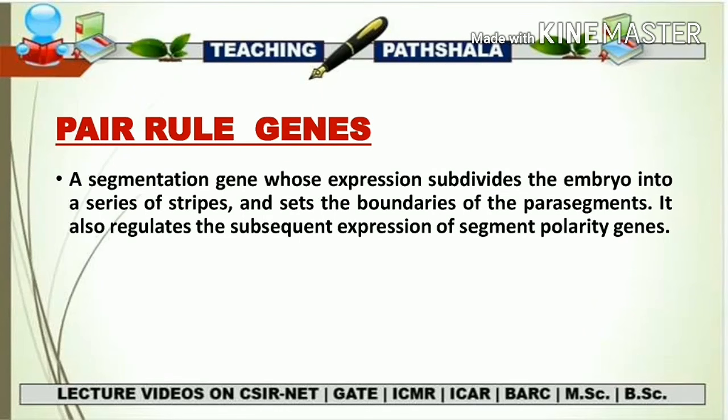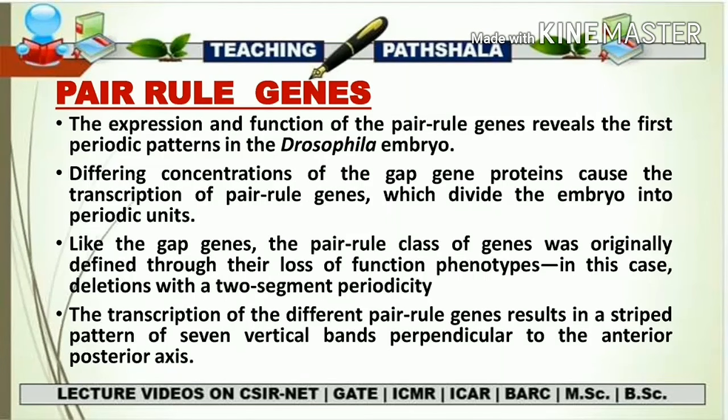So that is why we are saying that the actual segmentation takes place after the activation of the pair rule genes. The next point is that the expression and the function of pair rule genes reveal the first periodic patterns in a Drosophila embryo. So again it is the same thing, that the initial or first segmentation or patterning begins after the activation of the pair rule genes.